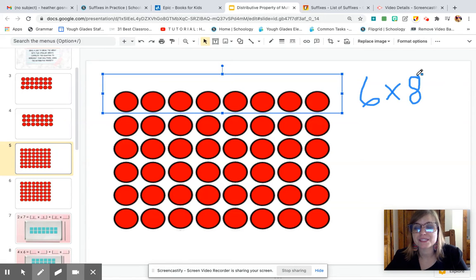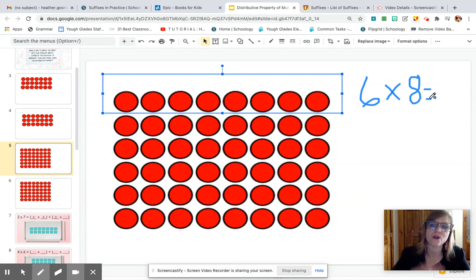Rows times columns, 6 rows, 8 in each row. All right, now is this a heavy load for us? Should we split it up and make our job easier? That's what you have to remember about the distributive property. It is used to make our load easier, right?